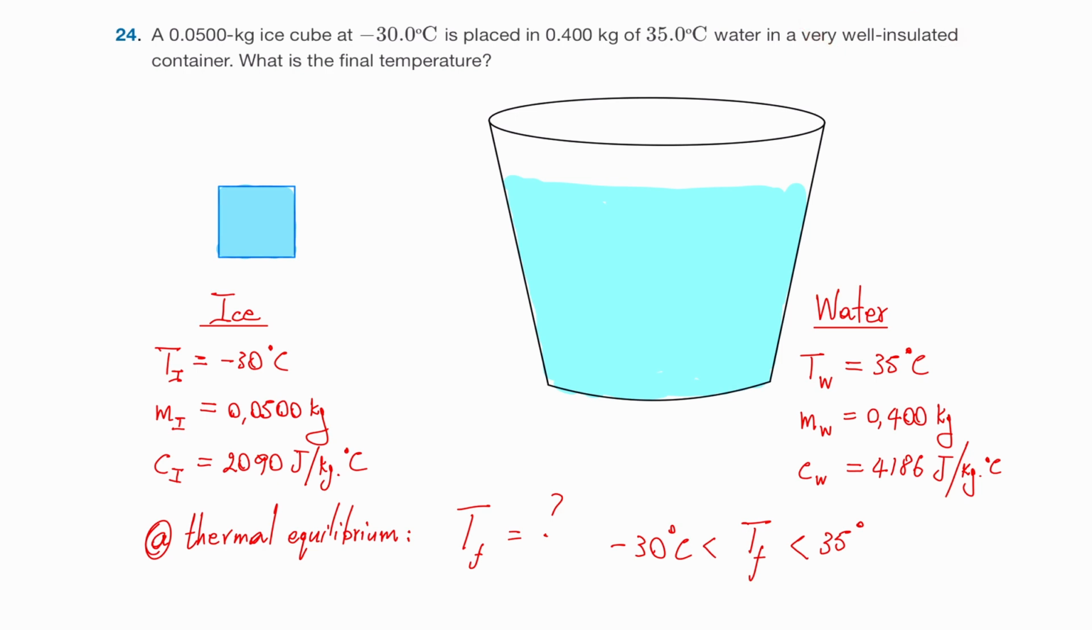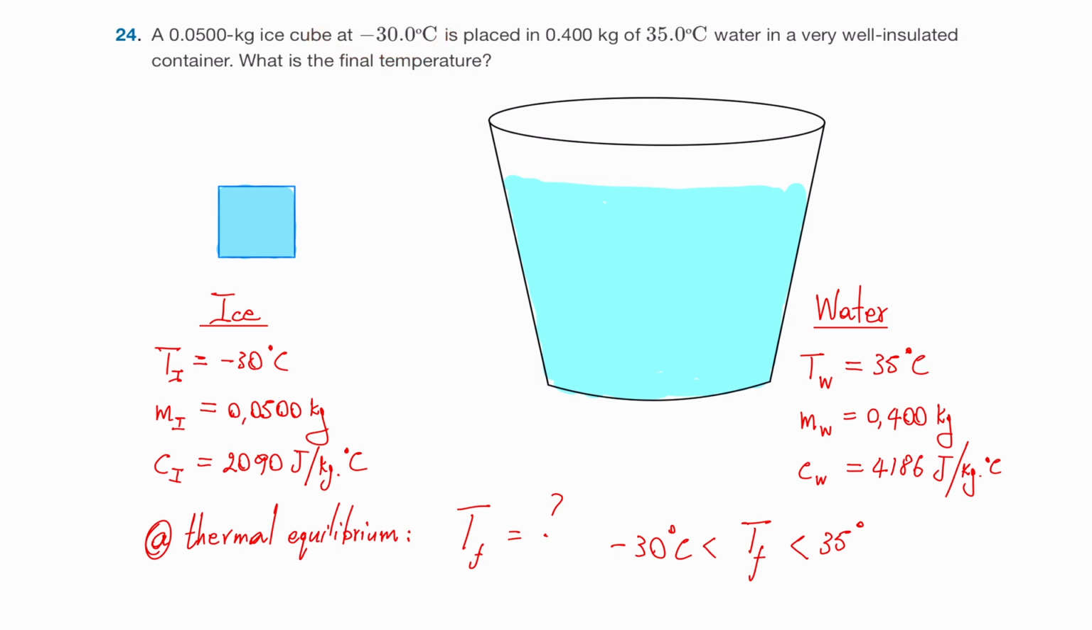So let's consider this picture. Because the water is going to lose energy, its temperature is going to drop from 35 to something else. That something else will be less than 35. That's very critical. You do not lose energy and end up with a higher temperature than what you started with. And because all the energy lost by the water will go to the ice, that means the ice will have an increase in temperature.